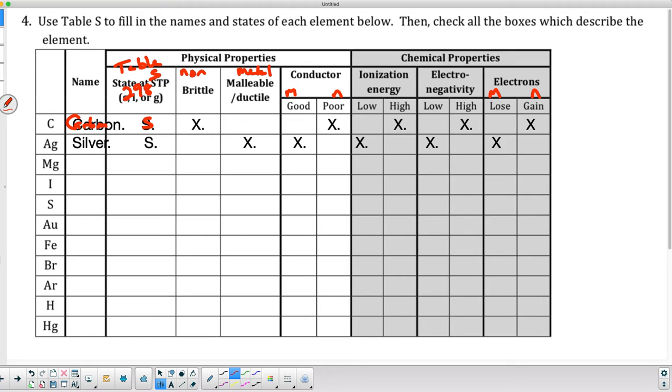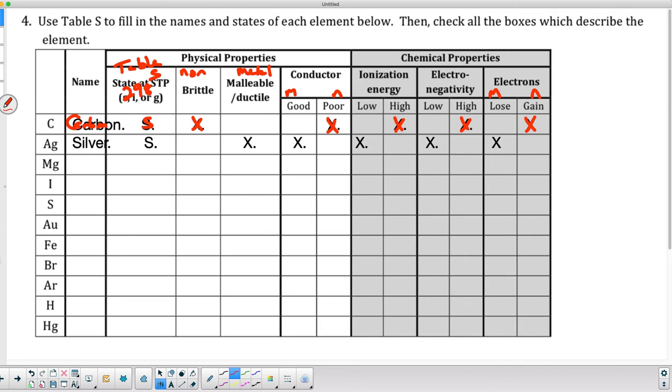Is it brittle? Yes, it's brittle because carbon is a non-metal. So that means it's not malleable, it's not ductile, it's a poor conductor because it's a non-metal. Its ionization energy is high because it's on the right-hand side of the periodic table, not the left-hand side. Its electronegativity is also high because it's on the right-hand side, and it gains electrons, not loses electrons. Okay, although it can do both. So let's do another one.